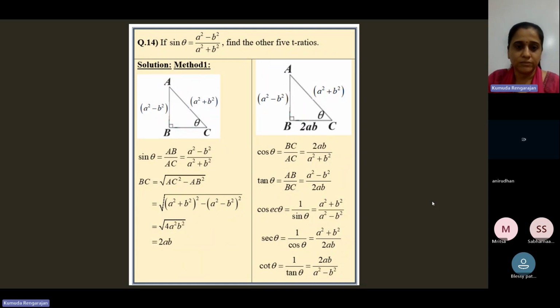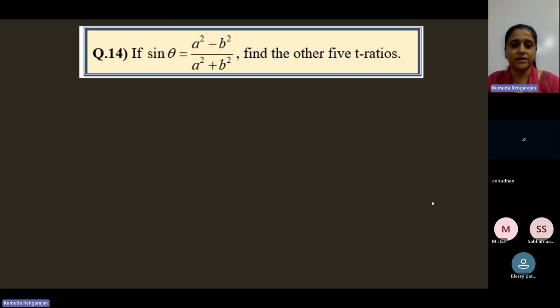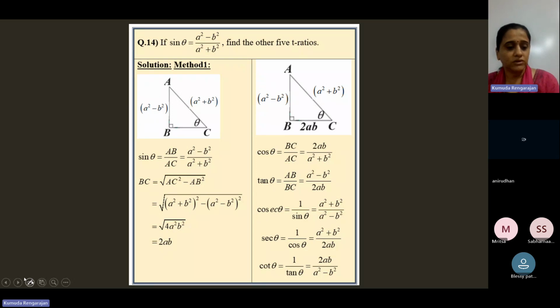So I'll just tell you the important things here. The difference alone I'll tell you. So now in this one, see what is given. Sine theta is equal to a square minus b square by a square plus b square. What is sine theta? Opposite by hypotenuse, right? So this is opposite, correct? And this is hypotenuse, correct?